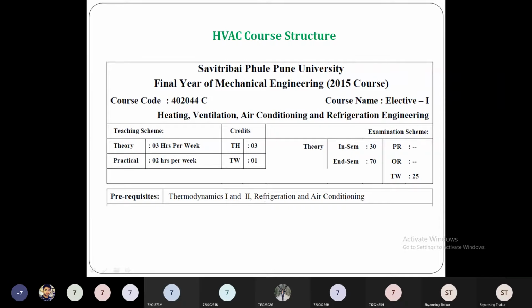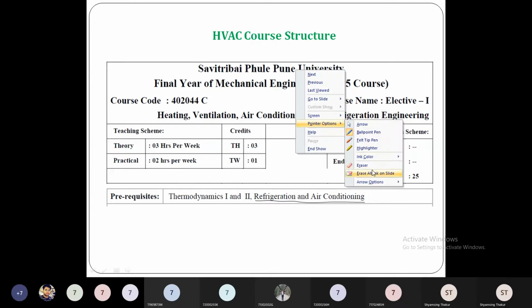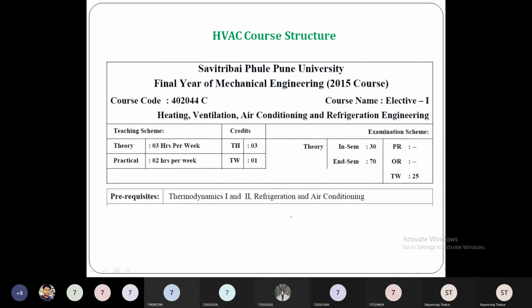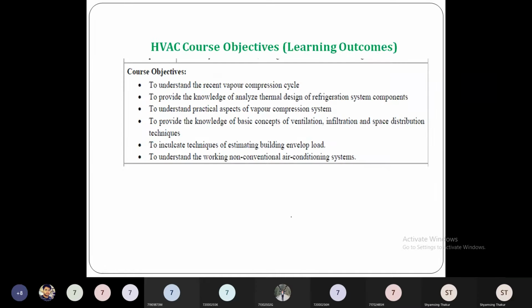The next is refrigeration and air conditioning. We know that this subject is basically an extension of the refrigeration and air conditioning subject. Moving to the next, what are the course objectives? The course objectives are very simple: to understand the recent vapor compression cycles. The traditional vapor compression cycle we have seen earlier; here we have to understand the recent vapor compression cycles.